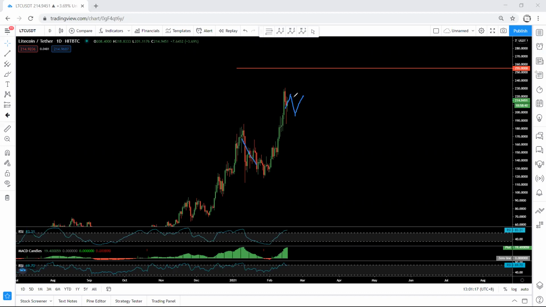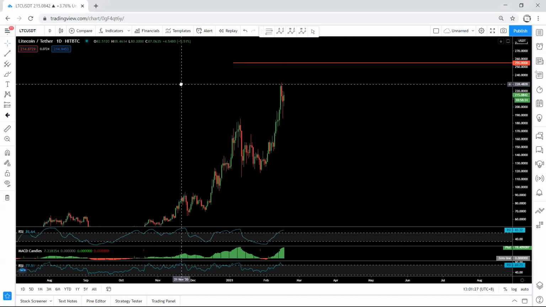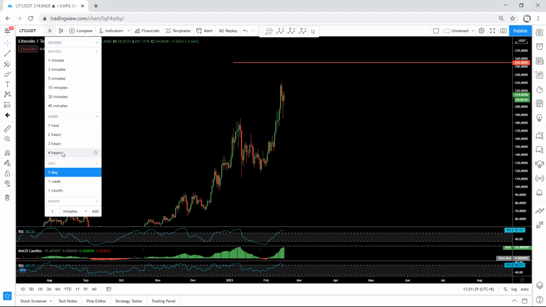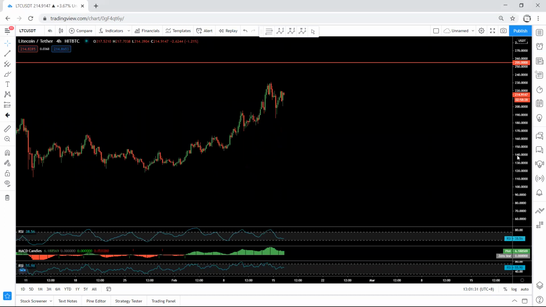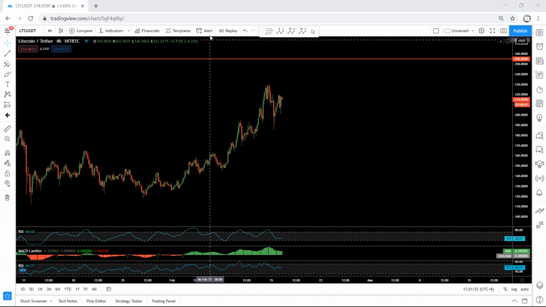It depends, because we want the price to break this line and continue. It depends how long we'll be here, and I don't think this correction is going to be really big. That's why we want to see how we can get the trade. If I move to the four-hour chart, we want to see how long we will be within this correction.